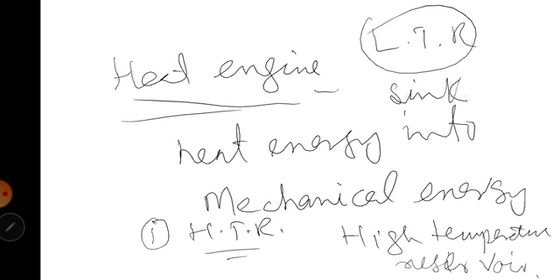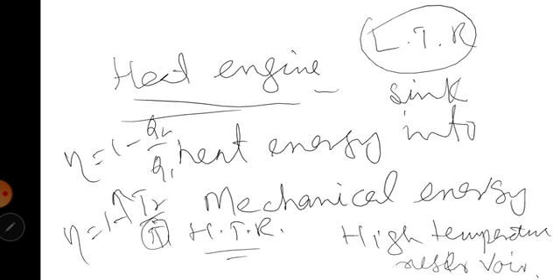LTR is a very large body. The small amount of heat which is rejected by the heat engine cannot affect its temperature. And HTR is a high temperature reservoir, and its temperature cannot be affected by taking Q1 amount of heat from the HTR. Then we calculate the efficiency, which is equal to 1 minus Q2 divided by Q1, and in terms of temperature, efficiency is equal to 1 minus T2 divided by T1.